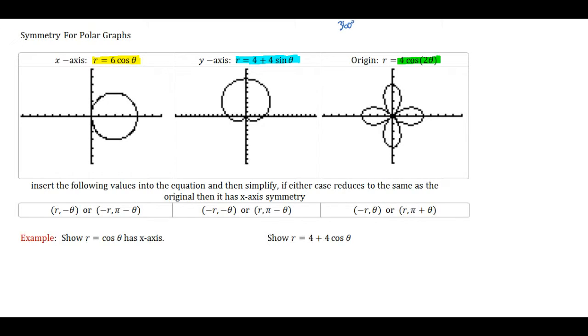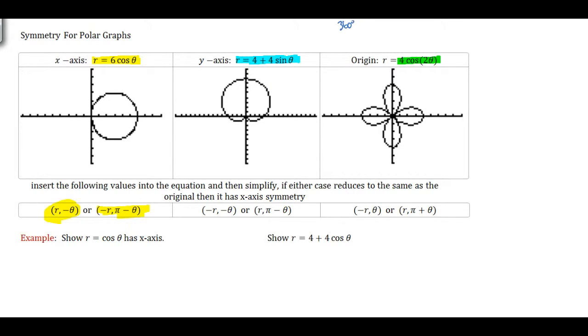And same kind of thing here, except you get to check 2 different things and just try to get one to work. So if you want to check to see if it has x-axis symmetry, you could plug this in, in other words, keep the r alone but change the angle to negative theta. Or you could change the r and do pi minus the angle. Either one. And if it comes out to look as the original, then you have x-axis symmetry.